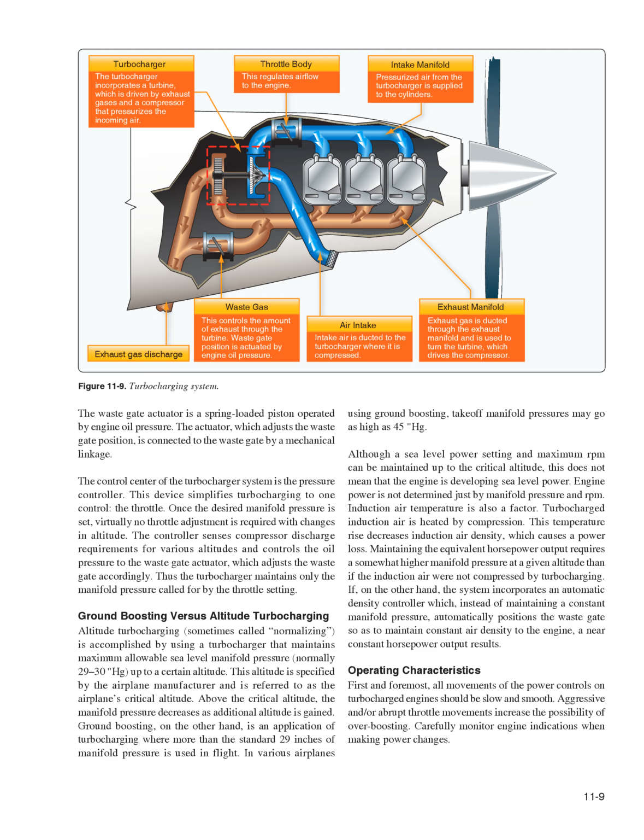The wastegate actuator is a spring-loaded piston operated by engine oil pressure. The actuator, which adjusts the wastegate position, is connected to the wastegate by a mechanical linkage.